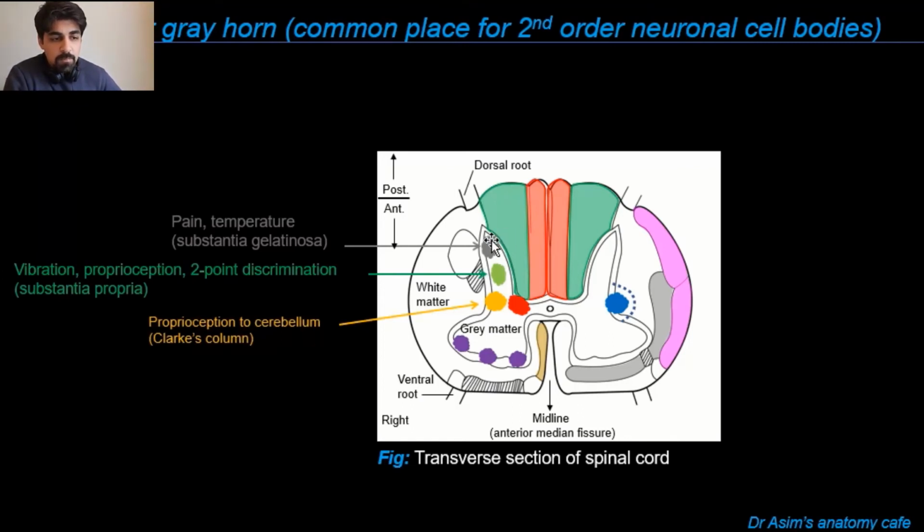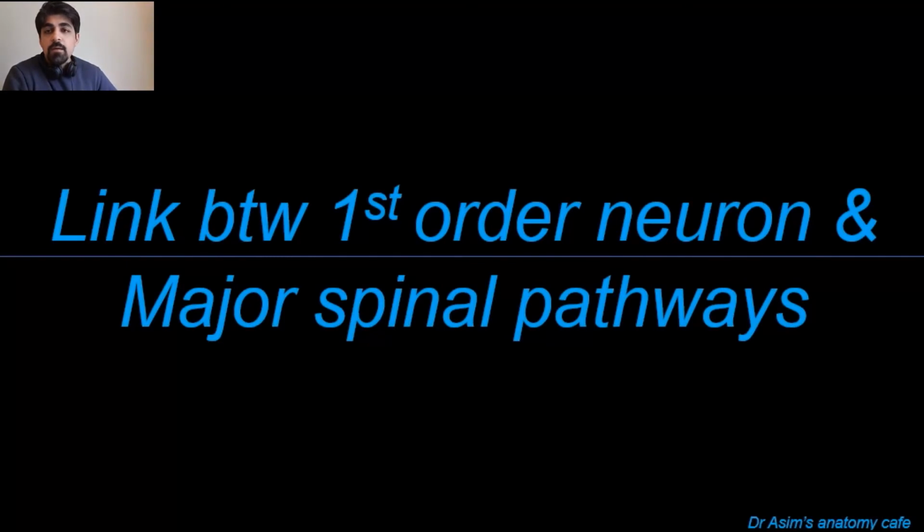And from here onwards we can see that the different sensory pathways are separating from each other because they have their own individual separate second order neuronal cell bodies, or nuclei, which we will discuss separately in detail as we talk about the neuronal pathways separately. Now that we have linked the first order neuron, the type of sensory information they're bringing in, with the neuronal cell bodies inside the posterior gray horn.